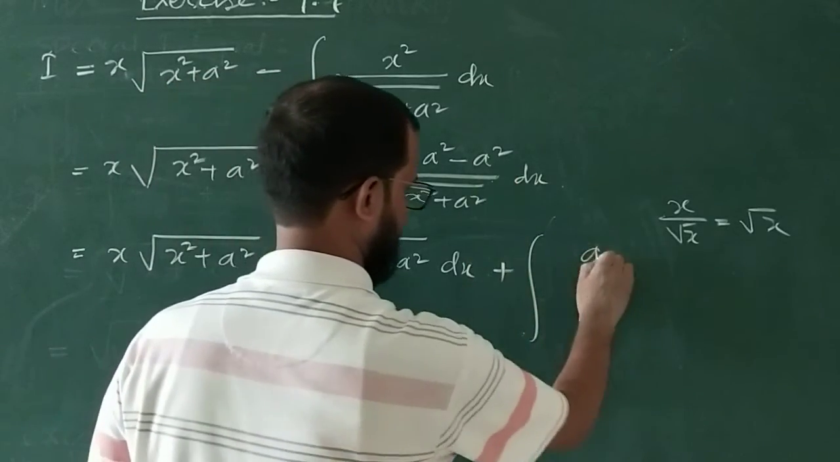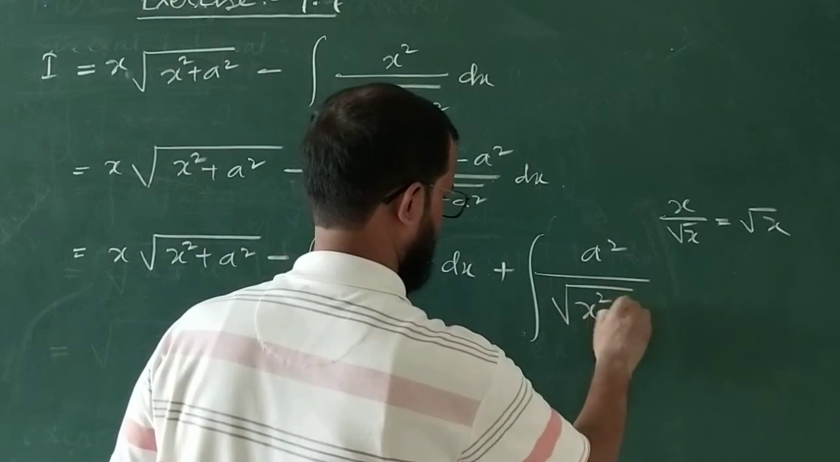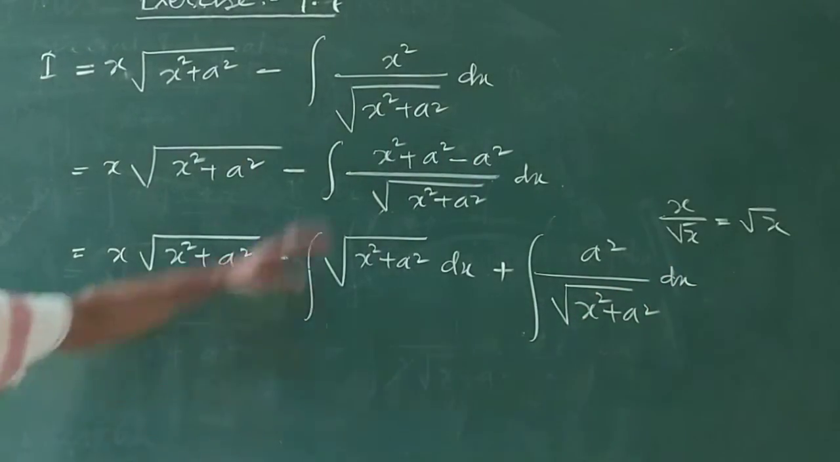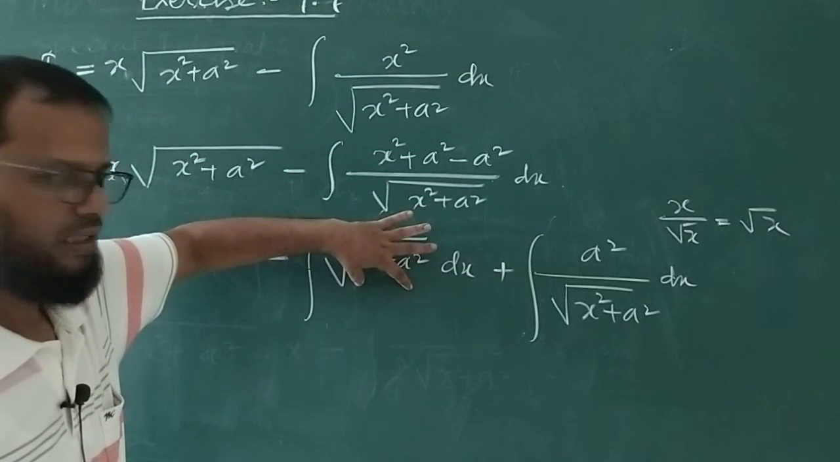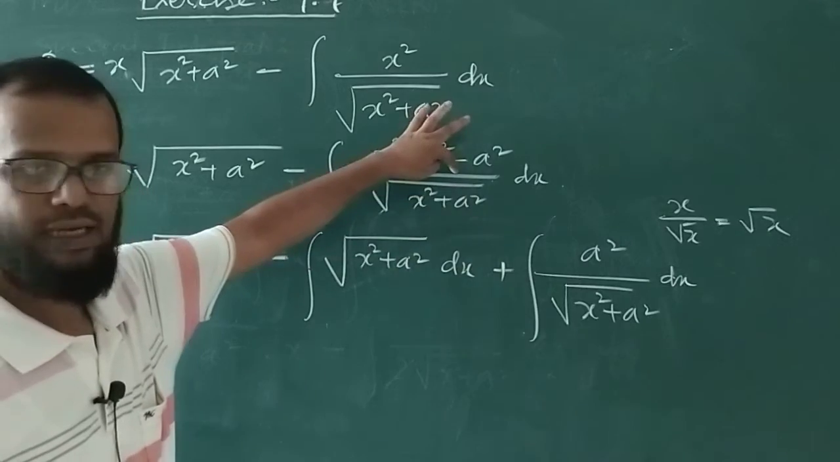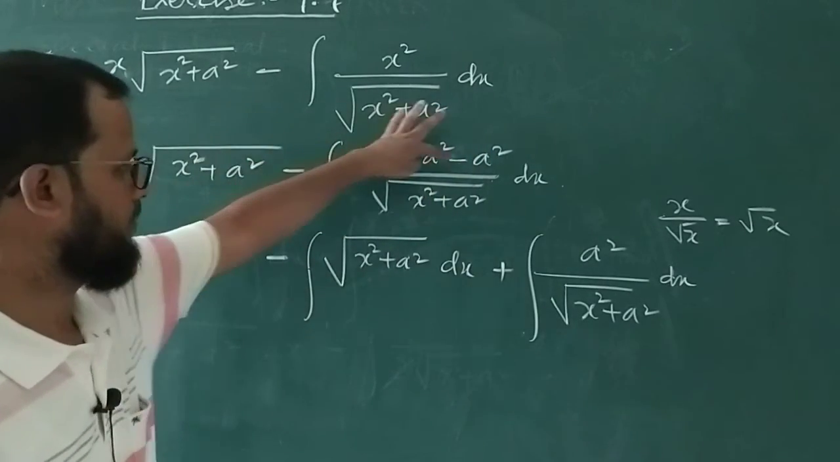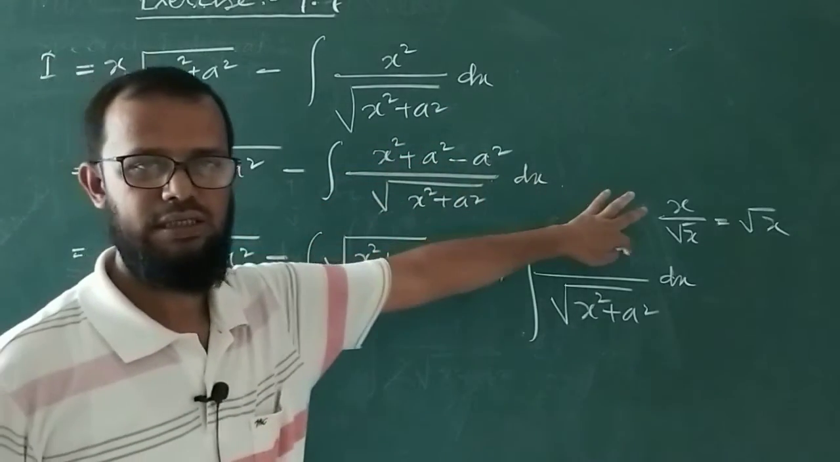Integral of a square by root over x square plus a square dx. Okay, so I separate the integral. One integral is this divided by this, which is equal to the integral of root over x square plus a square dx, and another integral is minus, what will it be, plus a square by root over x square plus a square dx.